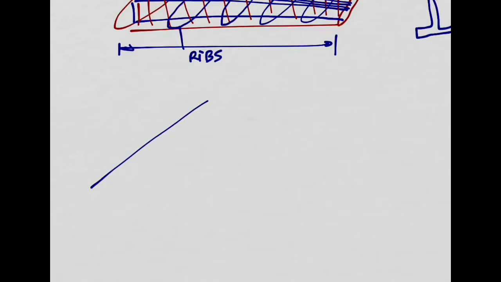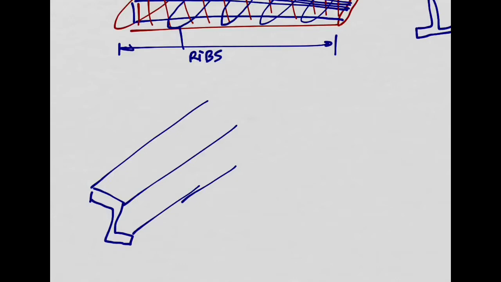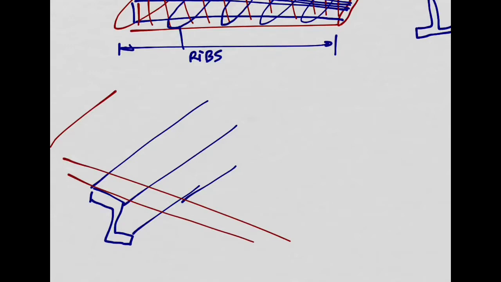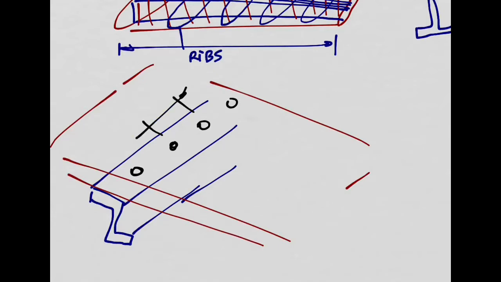Imagine you have here a Z stringer. Okay? And then on top of this Z stringer, you will have the skin. So you need to have rivets here that will basically bond the skin with the stringer. So how much do you think this pitch or this distance between rivets needs to be? What is the diameter of each rivet? Right? All of that stuff.